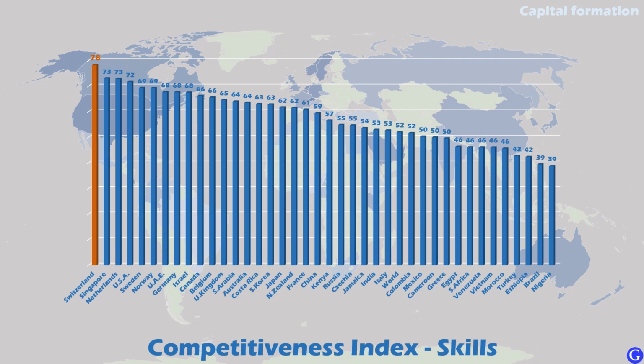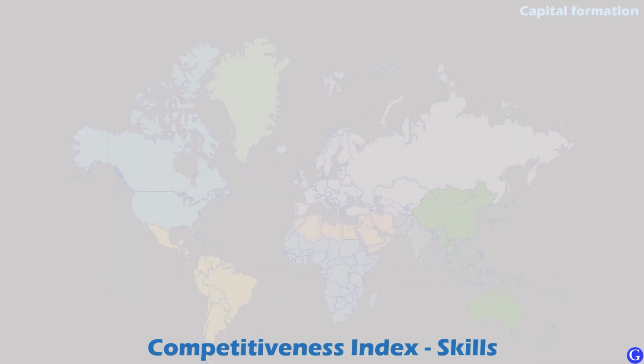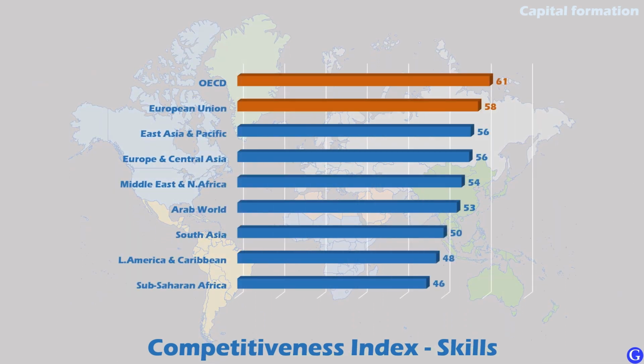Switzerland is again in the lead with 78 points, and the world average is 52. The countries that we perceive with the greatest prosperity have the highest skills rating. This is the case of Singapore, the Netherlands, the United States, and the least developed are in the last places, Nigeria, Brazil, and Ethiopia. At the regional level, the OECD countries and the European Union top the list, and Sub-Saharan Africa and Latin America and the Caribbean occupy the last two places.